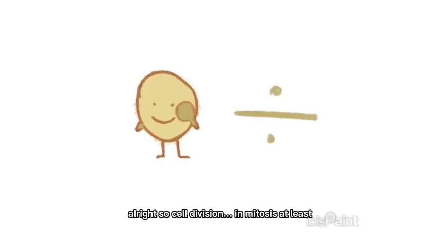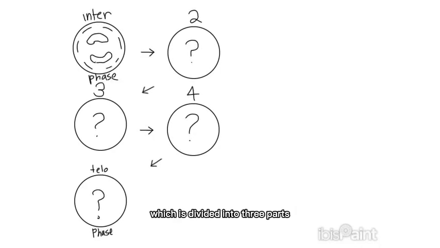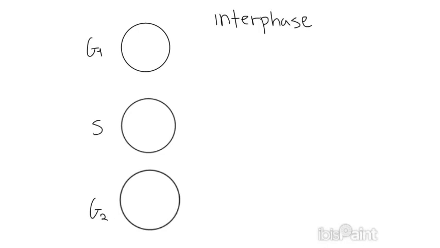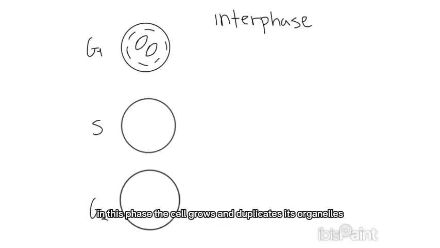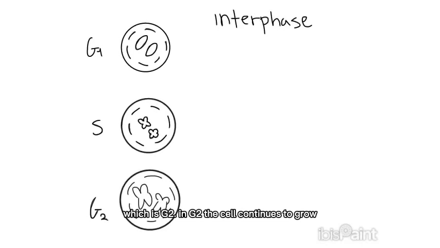Alright, so cell division, in mitosis at least, has 4 phases, and then cytokinesis. The longest phase of the cell cycle is interphase, which is divided into 3 parts. G1 is the first phase. In this phase, the cell grows and duplicates its organelles. The second phase is S, in which the cell copies its DNA for the final step, which is G2. In G2, the cell continues to grow and checks itself for any errors.